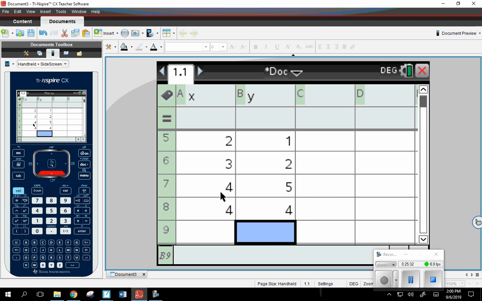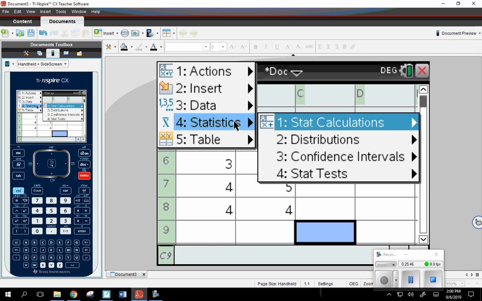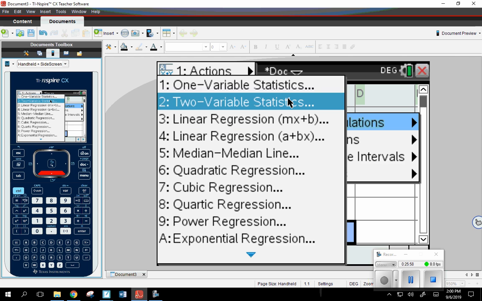Okay. So now, once I've got the data in, does anybody need help doing that? Okay. What we're going to do, we go to Menu. Okay. Where do you think I'm going to go from here? I'm going to go to Statistics, Stat Calculations. So what will I choose this time? This is two variable. We are actually comparing two different sets of data. Okay, so I'm going to choose two variable.